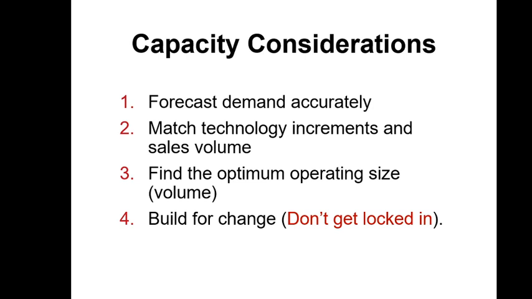For example, from the quantitative methods, we have learned how to forecast our demand based on time series methods, let's say, like moving averages, the naive approach, exponential smoothing, the trend projection, and so on. And also we discussed the linear regression in the associative forecasting. Number two consideration that you have to take before you decide for your capacity: match technology increments and sales volume.